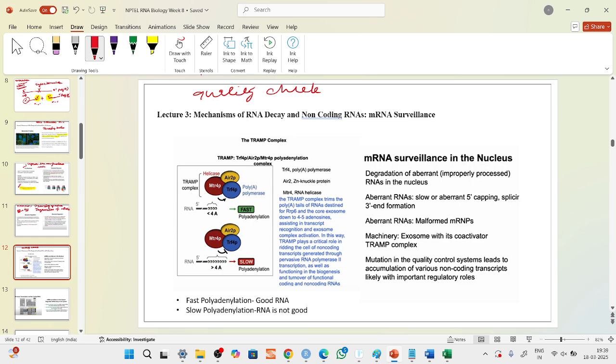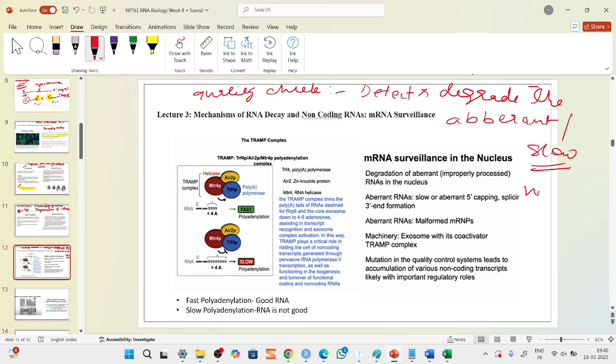And how will we keep the quality check? Primarily by detecting and degrading the aberrant mRNAs. Okay, so whatever aberrant mRNAs are there, meaning non-functional mRNAs, first we detect and then degrade the aberrant mRNAs or slow mRNAs or non-functional mRNAs.